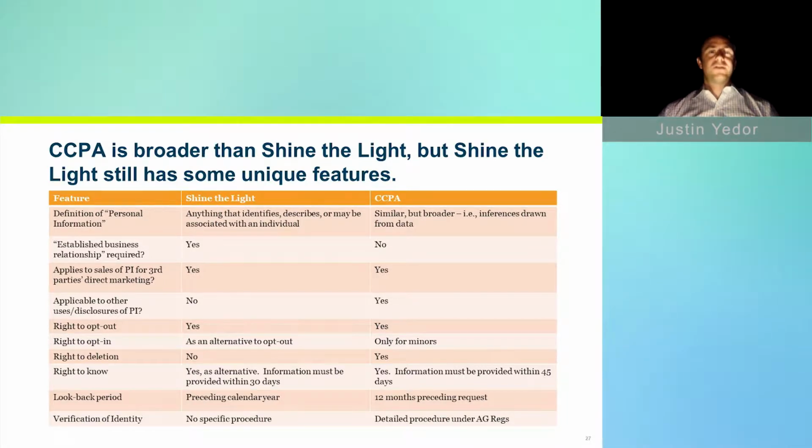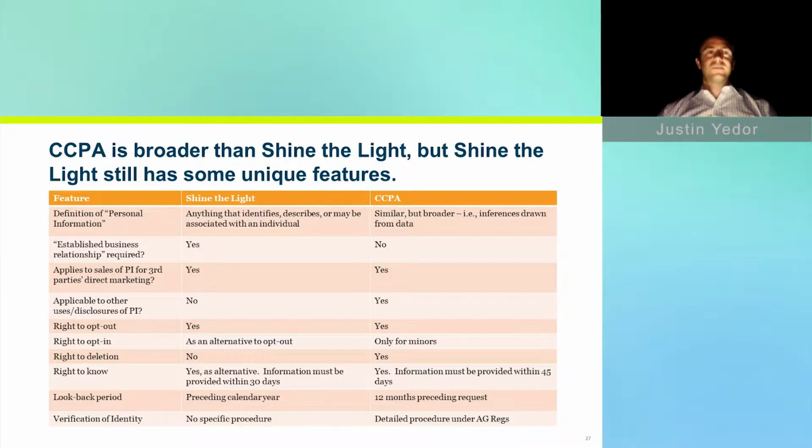The two statutes also have different look-back periods. So Shine the Light covers information disclosed to third parties within the preceding calendar year, but CCPA has a look-back period of 12 months preceding the request. So depending on the time of year, those may not be the same thing.